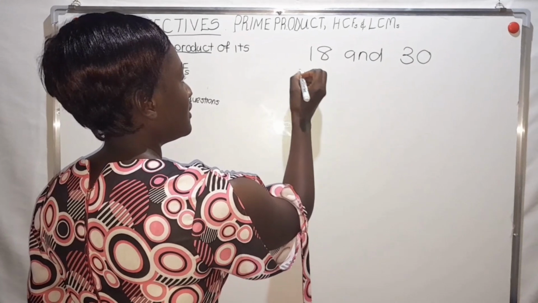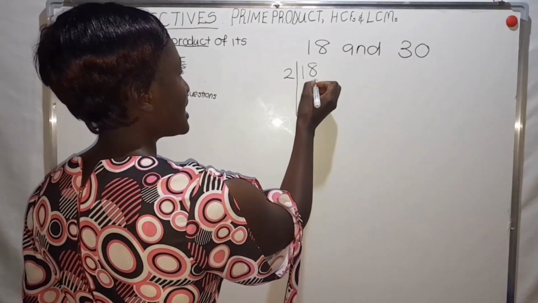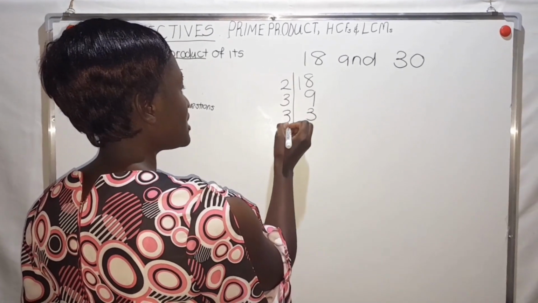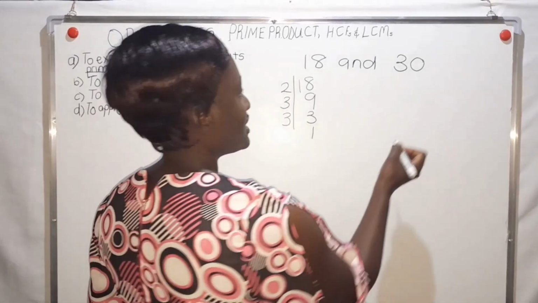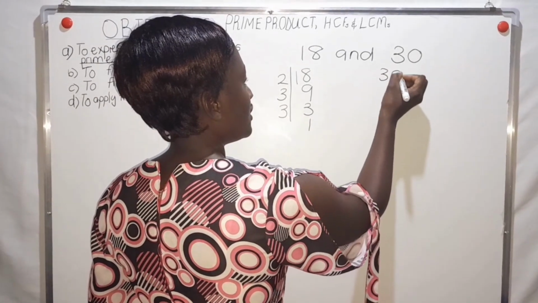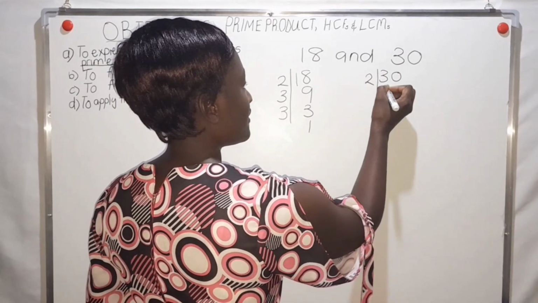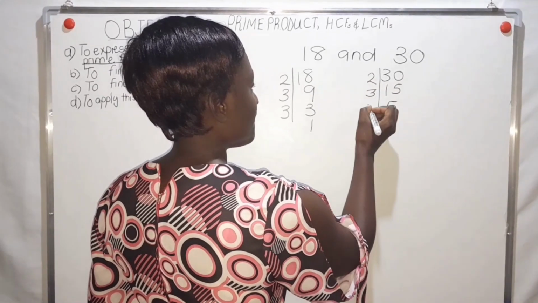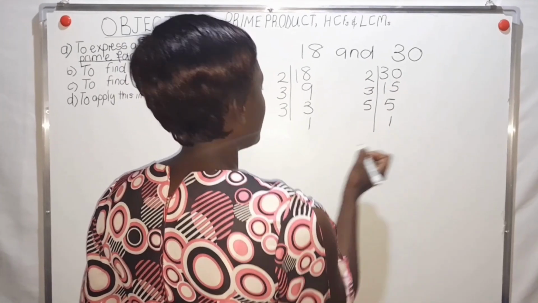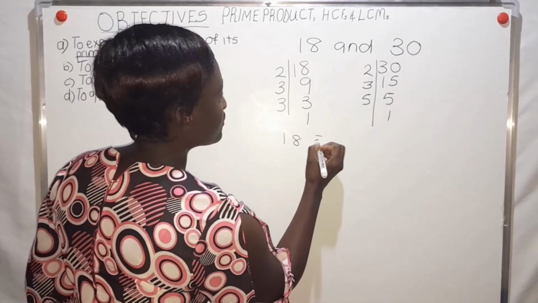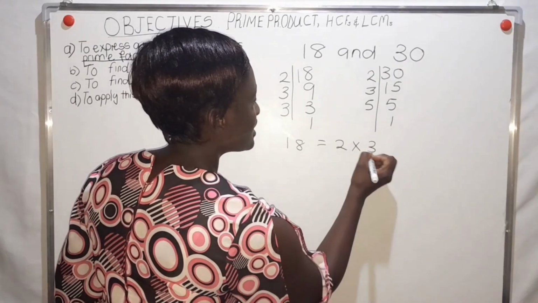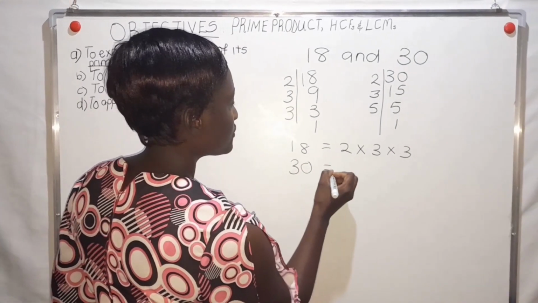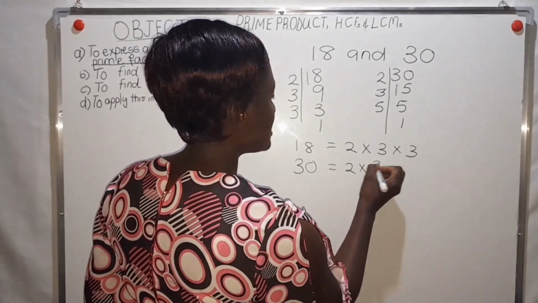For 18, we say 2 into 18, we get 9. 3 into 9, we get 3. 3 into 3, we get 1. Then 30. 2 into 30, 15. 3 into 15, 5. 5 into 5, 1. So 18 is equal to 2 times 3 times 3. Then 30 is equal to 2 times 3 times 5.